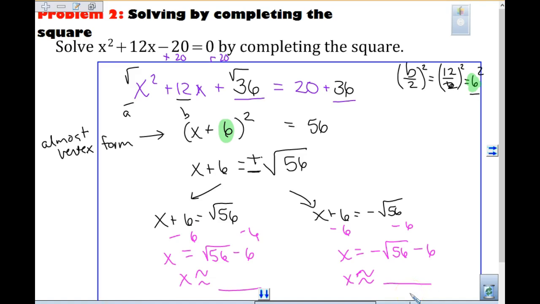Check with your shoulder partner. One's really close to 0 and one's a little further away for your two answers. Put them in your calculator. So one actually comes out to be positive, right?